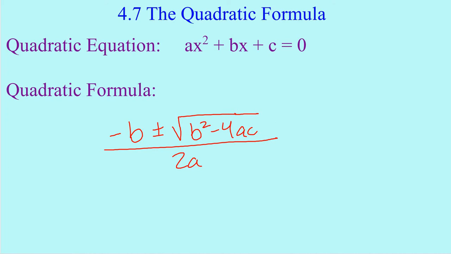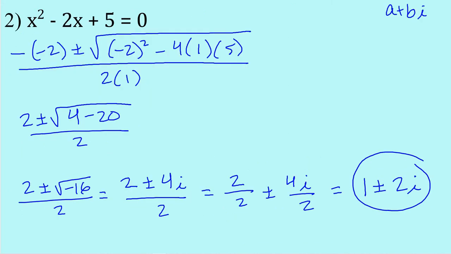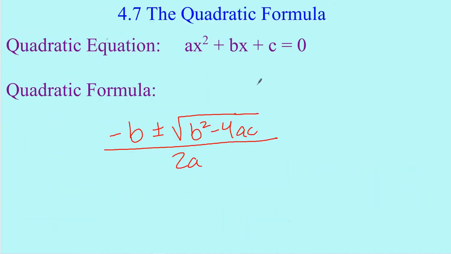We also got different answers in our equations, right? Like number 1, we got real roots. But in number 2, we got imaginary, right? So what part of the equation tells us that? Well, that would be the square root, okay? The square root determines what kind of root we will have.